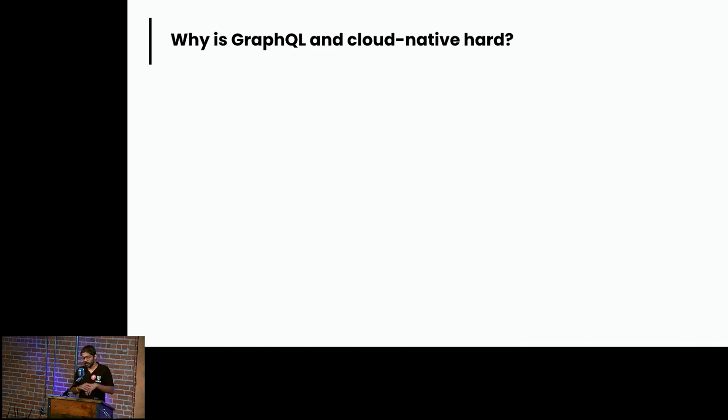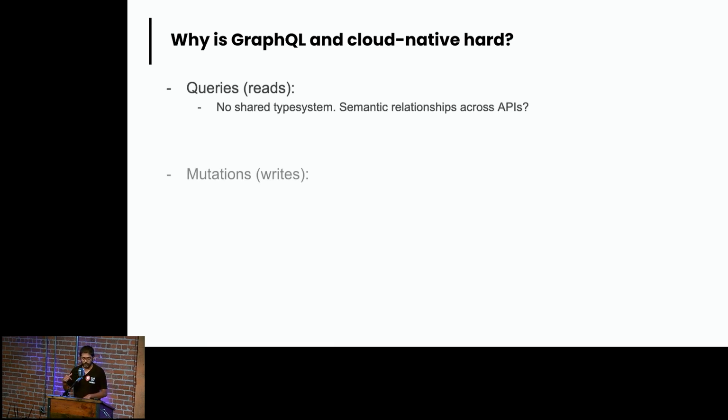So bringing these together, though, in a native way is a little bit hard, as is not surprising, right? So for example, for queries, and I'll go into detail with each of these a little bit, you need to have a shared type system across different services or APIs, and need to have semantic relationships across them. How do you even think about this? You're suddenly defeating the entire point of going to microservices, right? If you force people to start collaborating with each other.